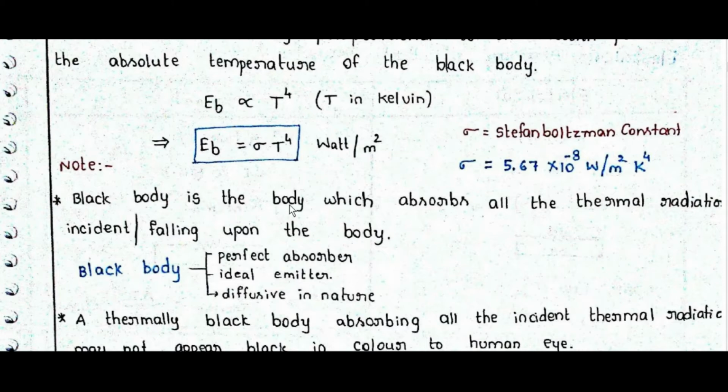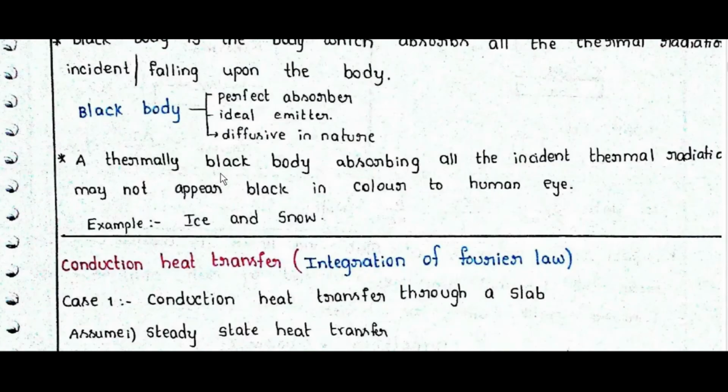A black body is the body which absorbs all thermal radiation incident or falling upon it. Black body: perfect absorber, ideal emitter, diffusive in nature. A thermal black body absorbing all the incident thermal radiation may not appear black in color to the human eye. Example, ice and snow.